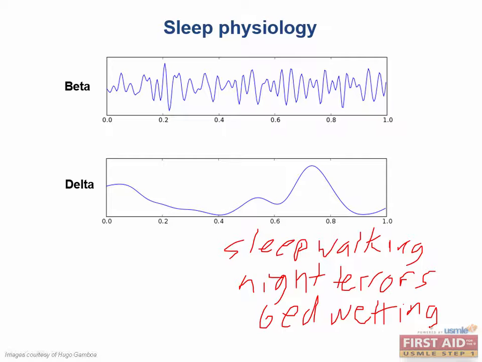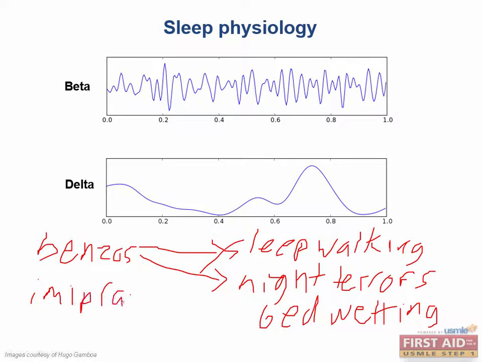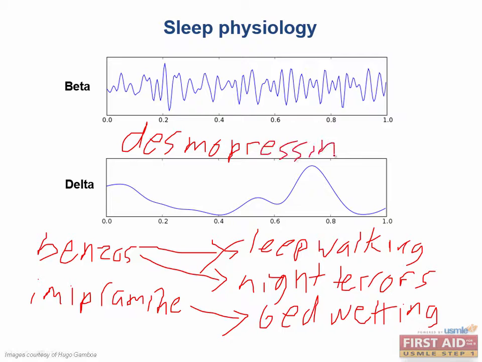So how would you treat these three things: sleepwalking, night terrors, and bedwetting? Okay, so benzodiazepine is useful for treating night terrors as well as sleepwalking, whereas imipramine is useful for treating bedwetting, and this is because it decreases stage 3 sleep. However, you should also know that desmopressin, which is an ADH analog you should be familiar with from renal, is actually preferred to imipramine because it doesn't have any of the adverse side effects imipramine does.